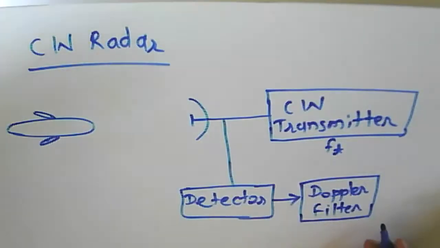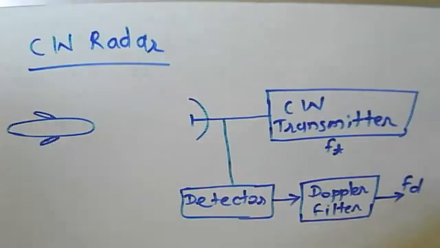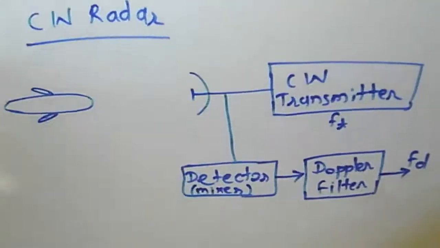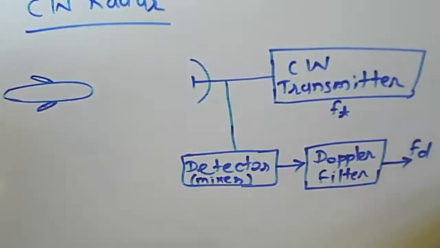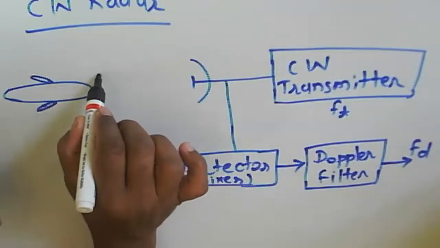Okay, this one is about a Doppler filter, and we are getting the Doppler FD. And we are getting a signal at the detector. The detector means what? It has a mixer, right? And we can say that we are supposed to get the signal.